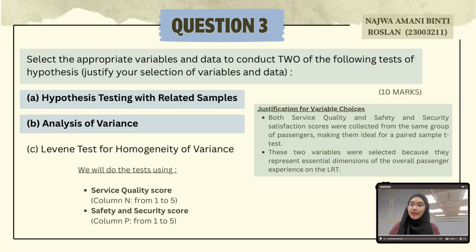Hi, it's me again. I'll continue the presentation with question 3a, which is hypothesis testing with related samples. In this test, I'll be using service quality and safety and security as the variables, as both variables were collected from the same group of passengers, which makes them ideal for a paired sample t-test. Furthermore, these two variables also represent essential dimensions of the overall passenger experience on the LRT.